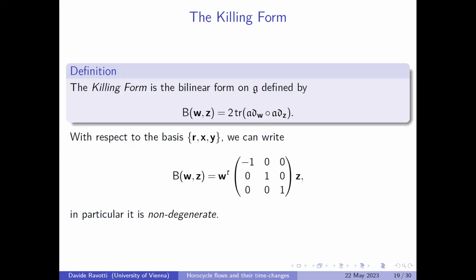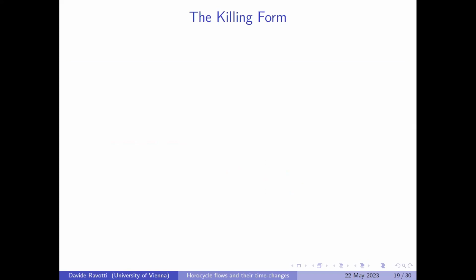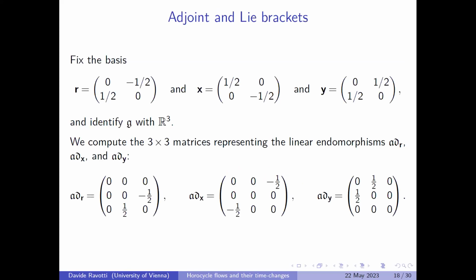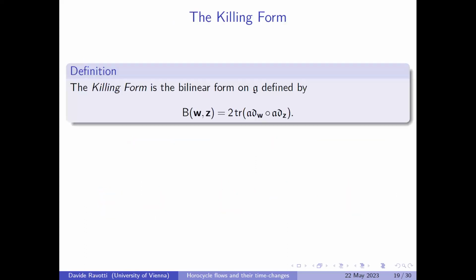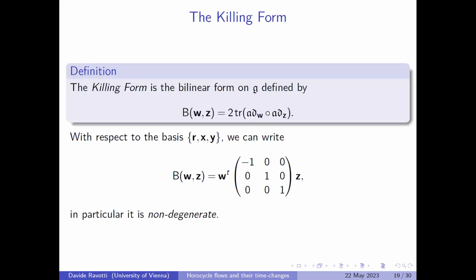R is diagonal or? R was the rotation. So this guy here, this is R, this is X, and this is Y. I obtained this very nice diagonal matrix here. And in particular, since it's diagonal and all the entries are non-zero, this is telling me that this bilinear form is not degenerate.